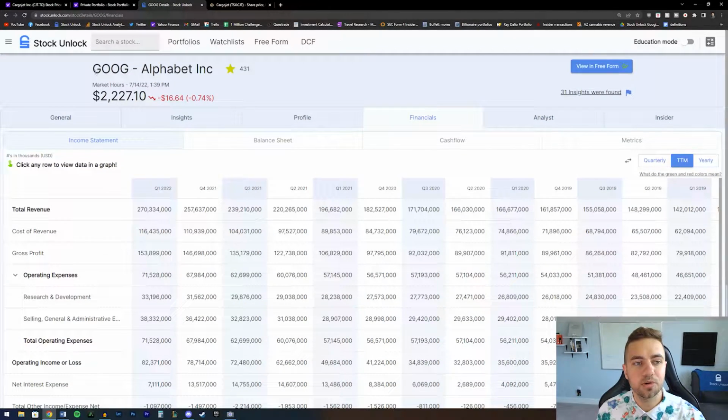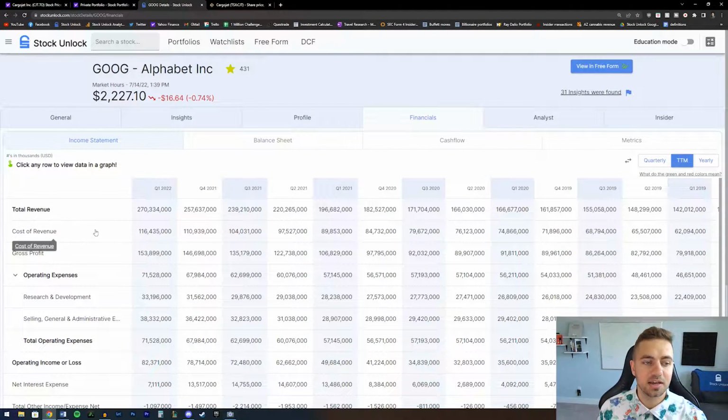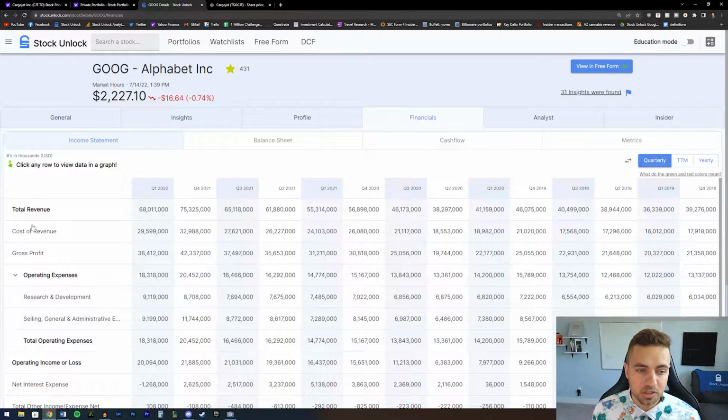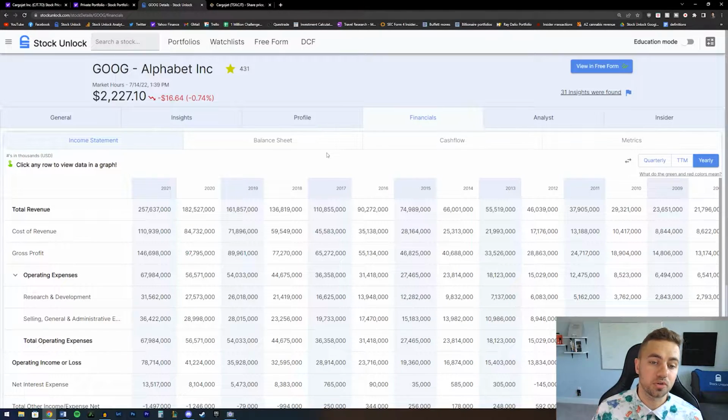With that being said, we are going to be taking a look at Google or Alphabet. And what we can see right here on the income statement, right at the top line, is the revenue. Now, the revenue that a business generates is like the amount of sales that it generates. You can see this in either a quarterly view, which will tell you how much revenue the business is generating every single 3 months. You can do a trailing 12 months revenue, which will show you the last 12 months of the company's revenue, or you can do the yearly revenue, and that will show you the amount of revenue that the company has generated in 2017, 18, 19, 2020, 2021, all the way back 20 years here on Stock Unlock.